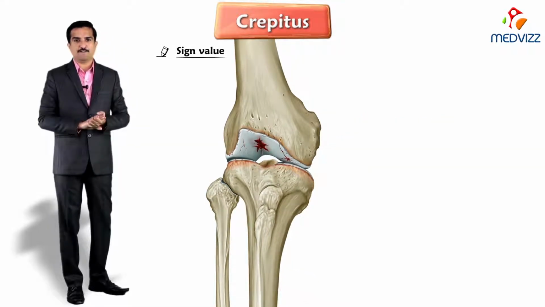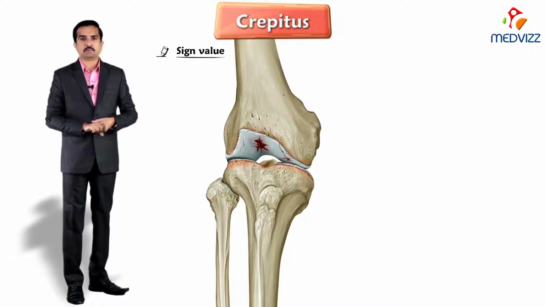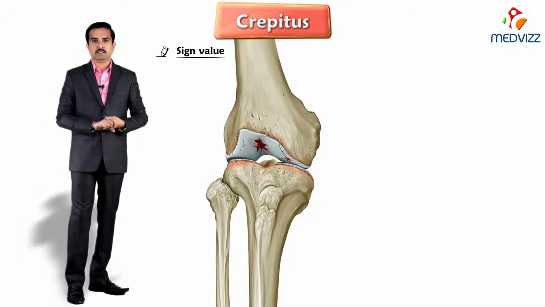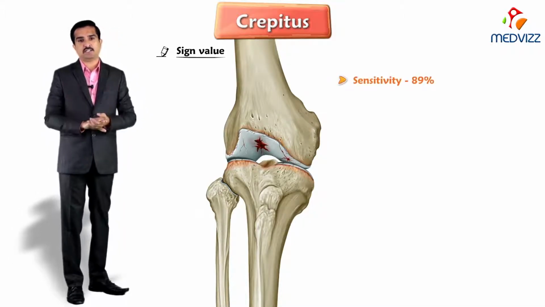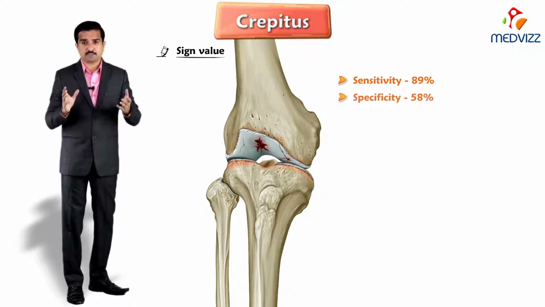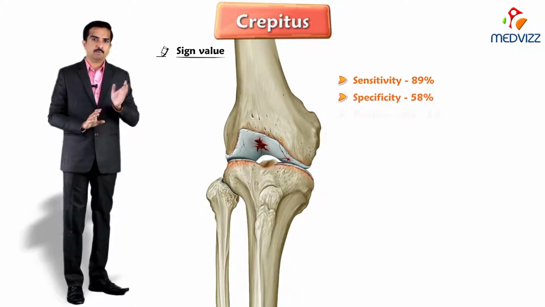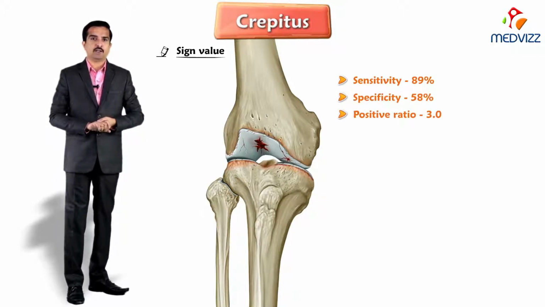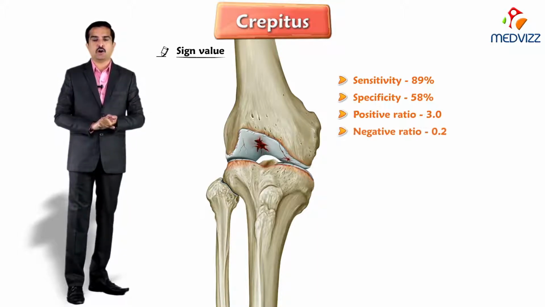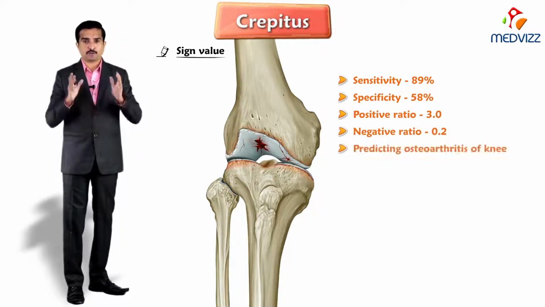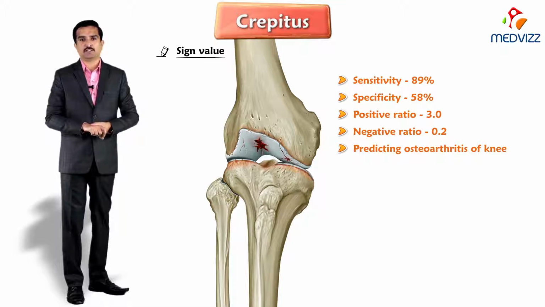So what is the diagnostic value of this sign? Altman et al. reported that crepitus had a sensitivity of 89% and specificity of 58%, a positive likelihood ratio of 3.0 and a negative likelihood ratio of 0.2 for predicting osteoarthritis of the knee.